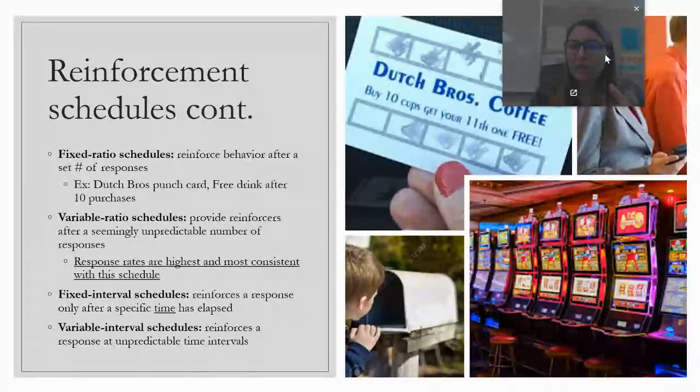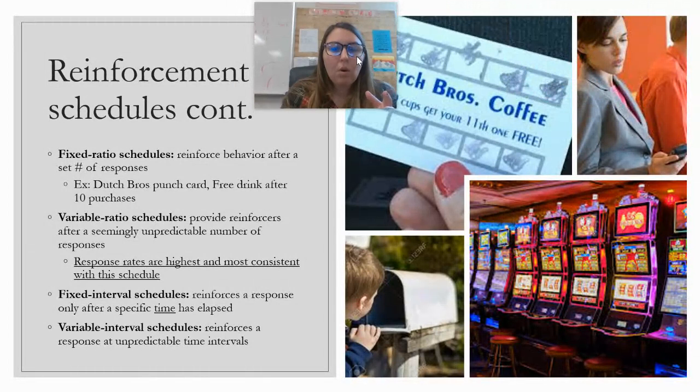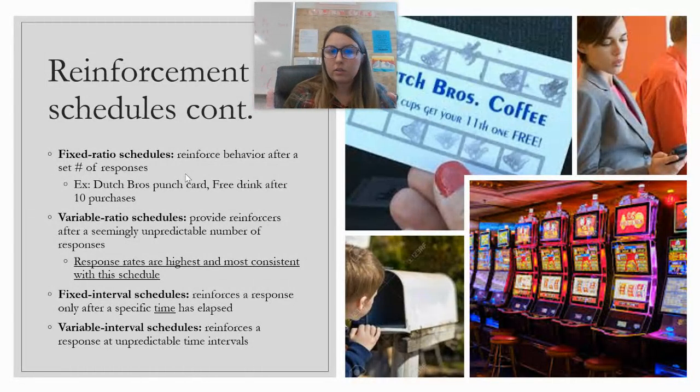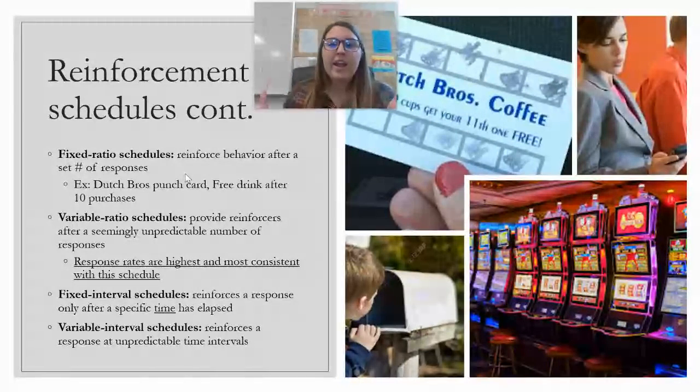So we have some different examples. One is called a fixed ratio schedule. This is where you get reinforced after a fixed set of responses. The ratio is talking about the number of responses. So Dutch Brothers uses a fixed ratio schedule. They give you a free cup of coffee on every 11th one you buy. So it's on a fixed schedule.